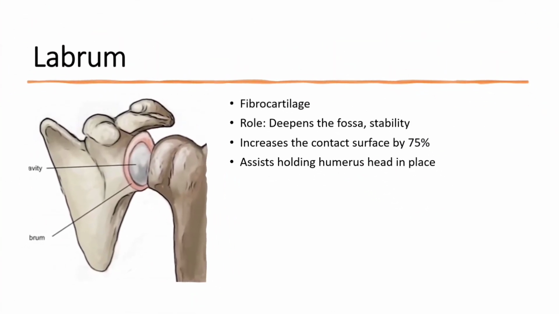We have a very important structure in the shoulder joint. It's called the labrum. The labrum is a fibrocartilaginous structure. It deepens the fossa and provides stability in the shoulder joint. It increases the contact surface by 75% in the shoulder joint, and it assists in holding the humerus head in place.